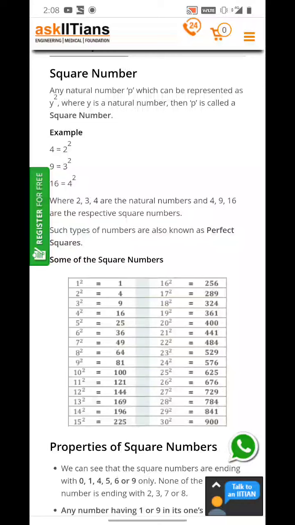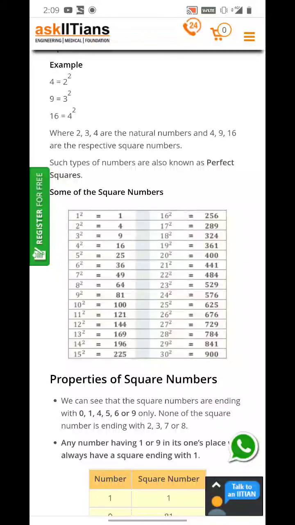Can we write 15? No. Why? Just look, 2 square is 4, 3 square is 9, 4 square is 16. We need a number less than 16, that is 15. Is there any number between? Look, we have to take natural numbers. We don't have to take decimals and all that. So it is not possible. 15 is not a square, because we cannot find any number whose square is 15.